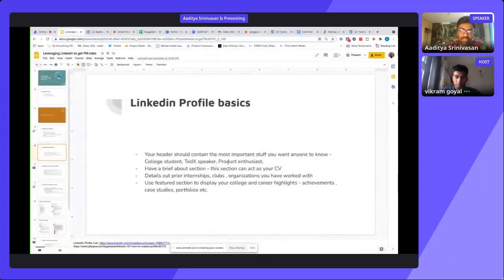So the important thing when you're thinking about the LinkedIn profile is that the header should be like clickbait. Suppose you were a TEDx speaker, or a Toastmaster, or you won a particular competition, you can slightly keep it in your LinkedIn profile header.